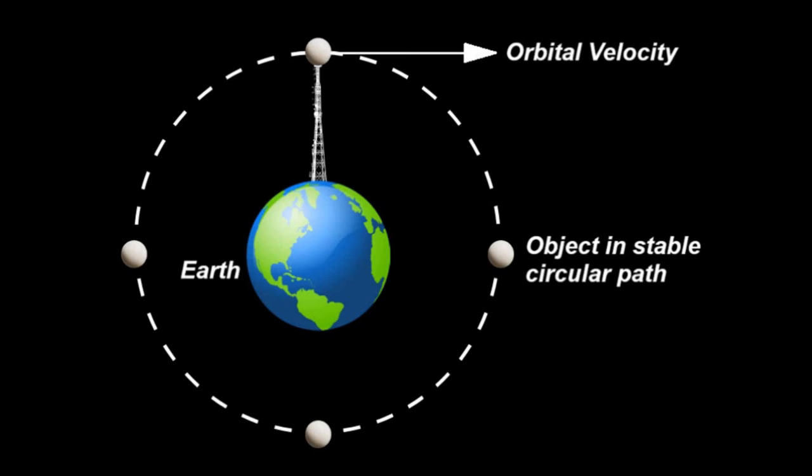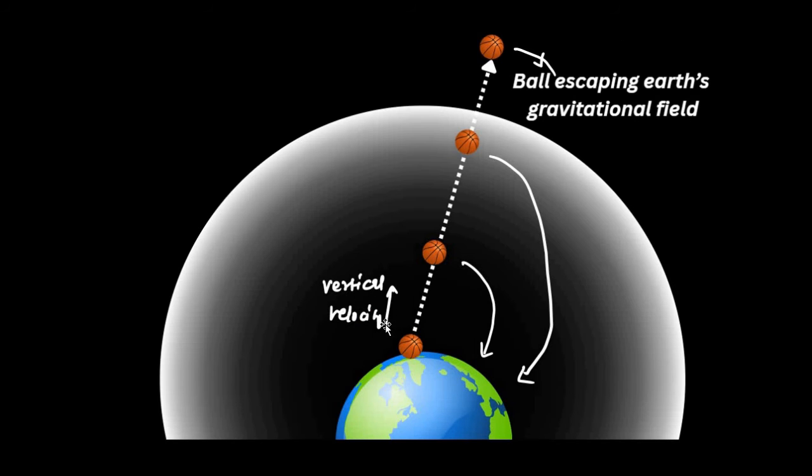And the upward velocity, the vertical velocity or the velocity in the upward direction, which ensures that the object escapes Earth's gravitational field, is called the escape velocity.